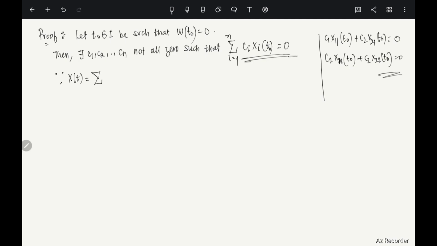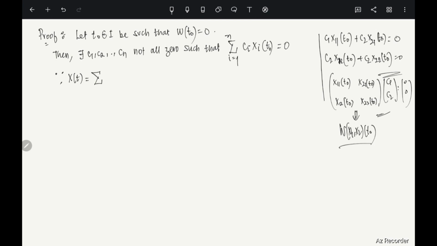This equation can be written like this: the matrix with entries x11 at the point t naught, x21 at t naught, x12 at t naught, and x22 at t naught, times (c1, c2) is (0, 0). Now this is a system, and this system is what I wrote in compact form. This quantity is nothing but the Wronskian of x1, x2 at the point t naught. If this Wronskian is given to be 0 at t naught, what does that say? It says that this system has a non-trivial solution, so at least one of the Ci's is non-zero. That is what I wrote here.